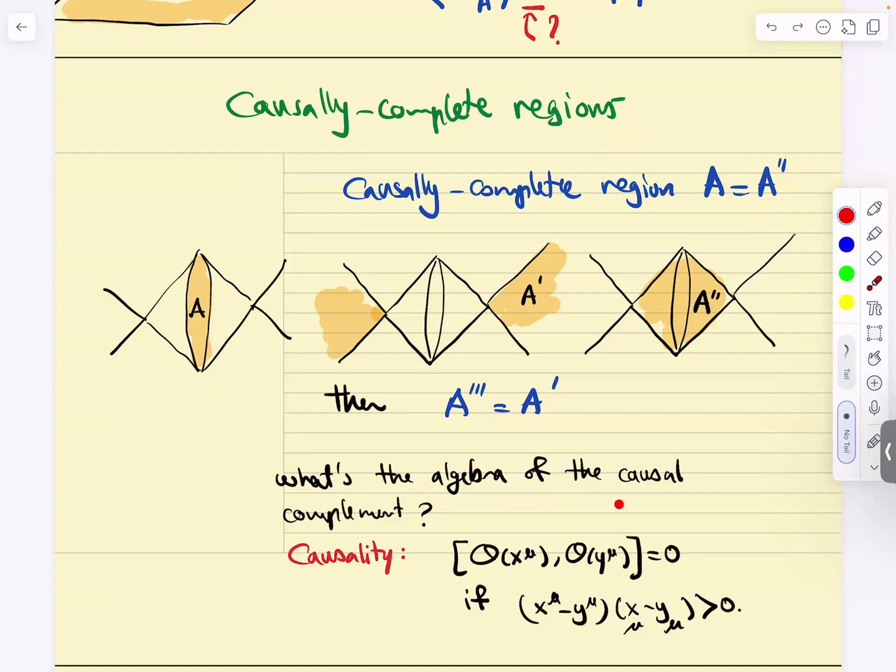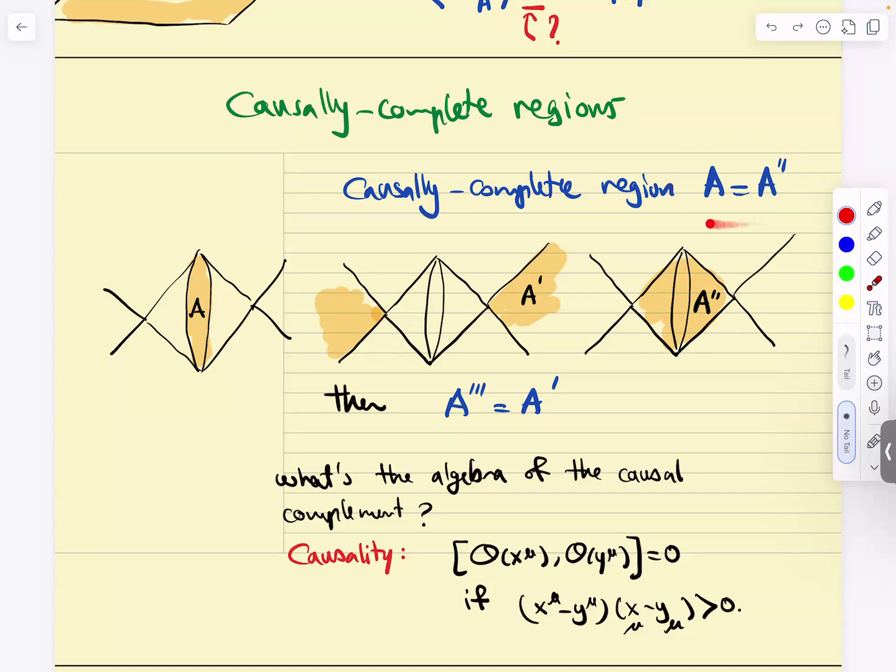What is the algebra of the causal complement? Well, again, causality tells you what would be desirable to associate to the algebra of the causal complement. We just defined the causal complement of A to be this region. Given this algebra, what is desirable to be the algebra of this? The desirable thing is that it would be the double commutant. Because if prime goes to prime, if causal complement goes to commutant, you would take the commutant of the commutant.